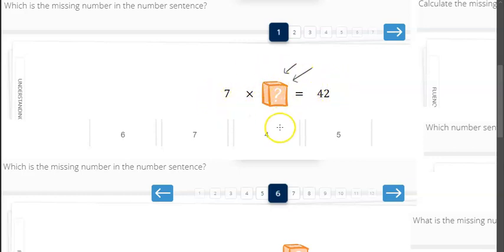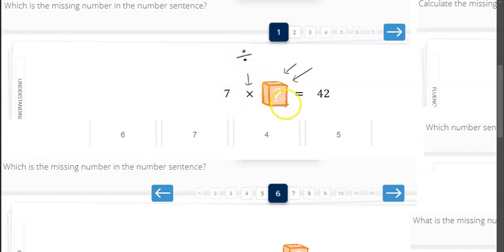So we can try 7 times 1, that's not going to work. 7 times 2, that's not going to work. And while this might be successful for smaller numbers, when it gets to greater numbers, this skill is a bit tiresome and not the most efficient. So we know 7 times a certain number is going to equal 42. What we can do is find the opposite. Okay, and what I mean by opposite is look at this times here. The opposite of times or multiplication is division.